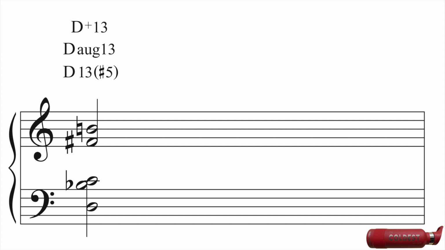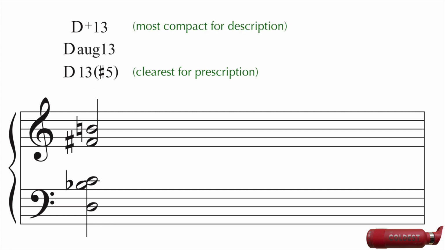As stated earlier, the first option here is the clearest, and should be preferred when you are prescribing for someone what they should play. If you are describing a chord that is already there, and you want to use the option that takes up the least space on the page, then you can use the third option here. And as always, if you want something specific, just write out the exact notes for the player.